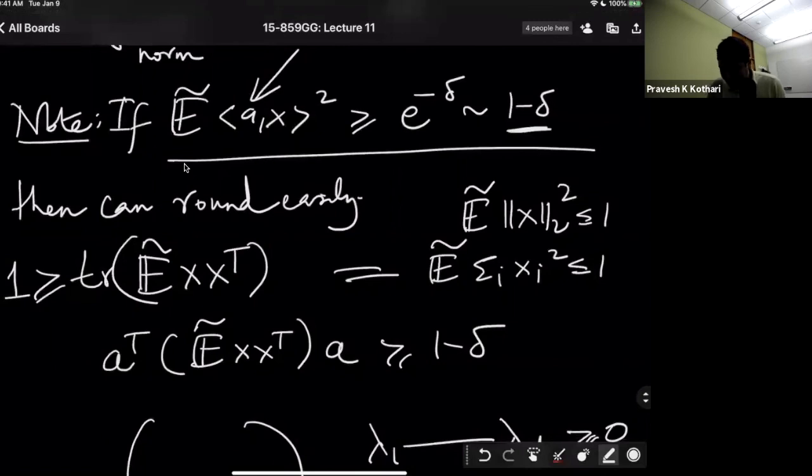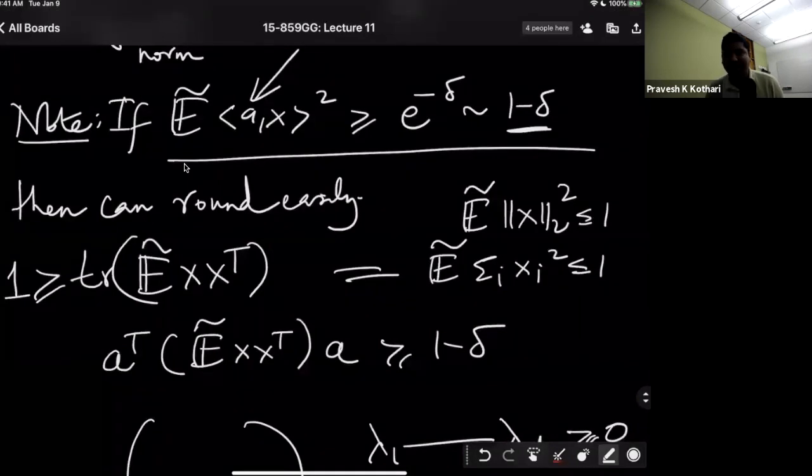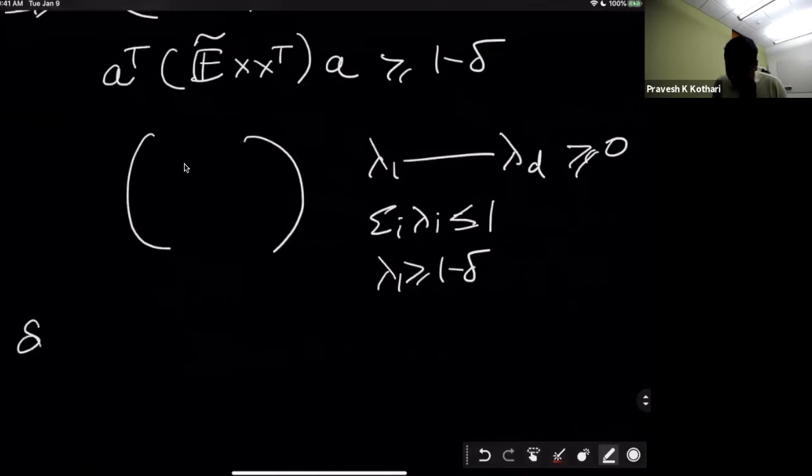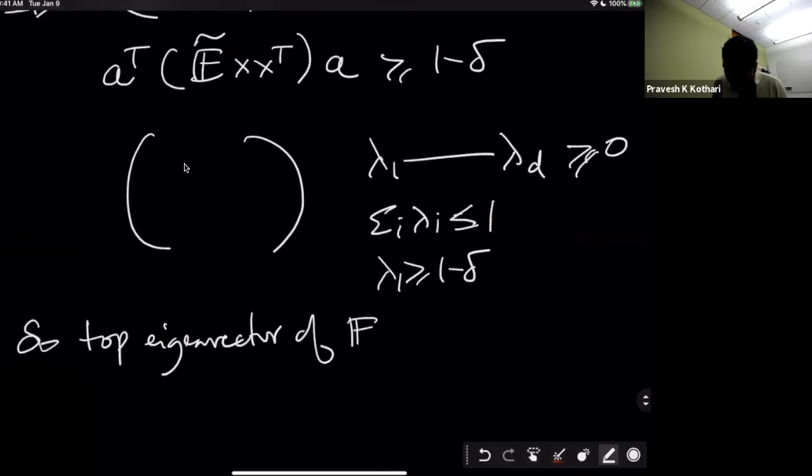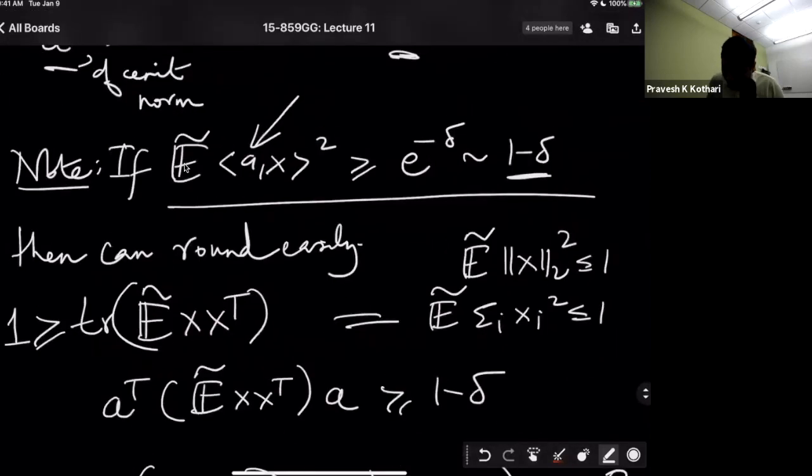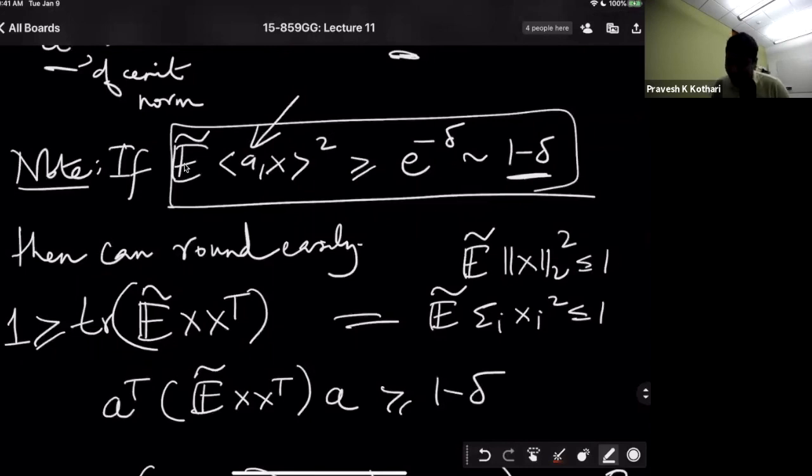Let me not go into a detailed discussion of this, but it should be intuitively obvious that from here on, just taking the largest eigenvector of the pseudo expectation of XX transpose should do the job. It should give you some vector which is 1 minus O of delta correlated with A. So the top eigenvector of pseudo expectation XX transpose works. Good. So think of this as your goal. We want to get a pseudo distribution which satisfies this inequality, but we don't quite have that. So how should we do that?